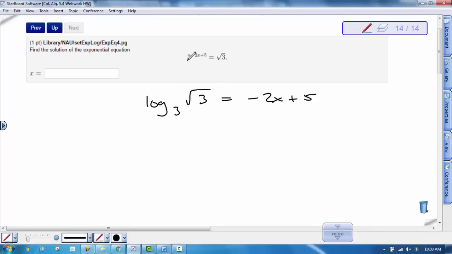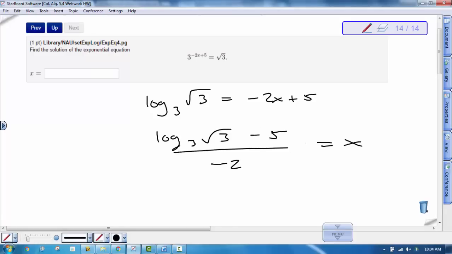Okay, the next problem, I would change this into log form by doing log base 3 of the square root of 3 equals negative 2x plus 5, and then just solve for x. So you have log base 3 of the square root of 3, subtract 5 from both sides and divide by negative 2. And there's your answer. You can do that in your calculator.